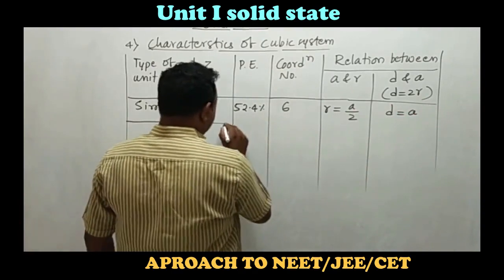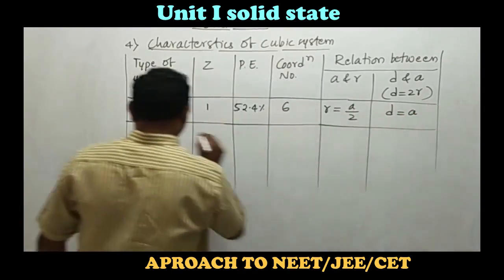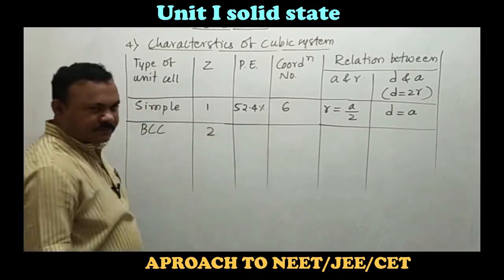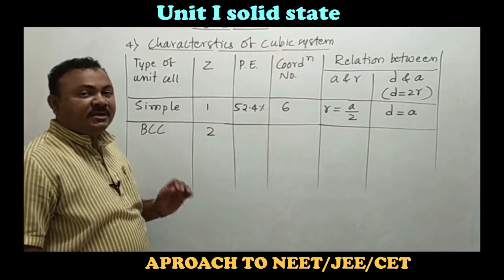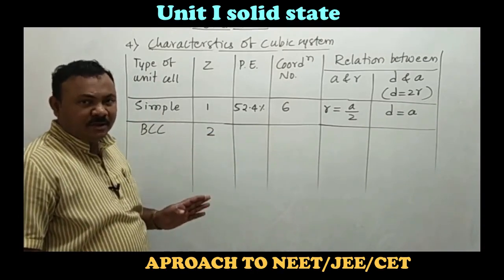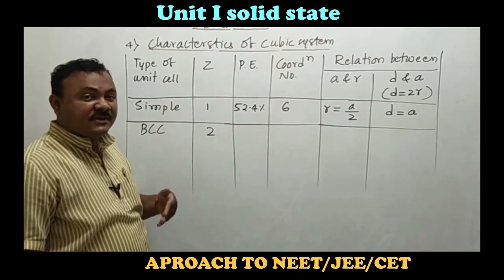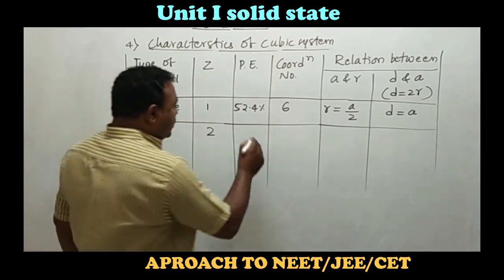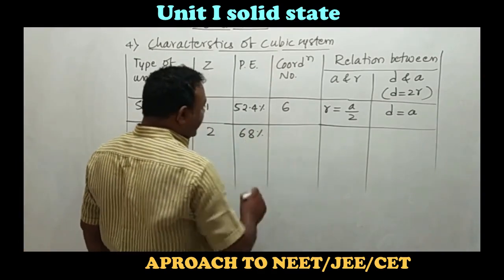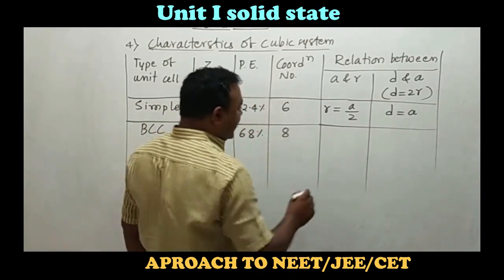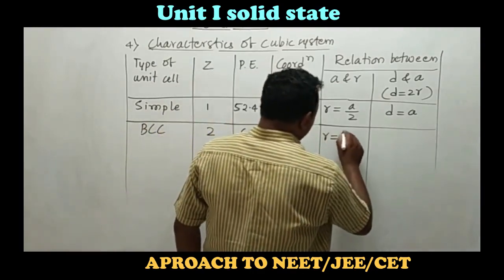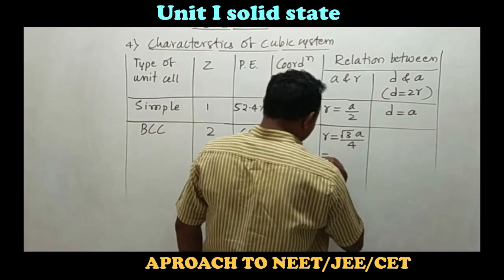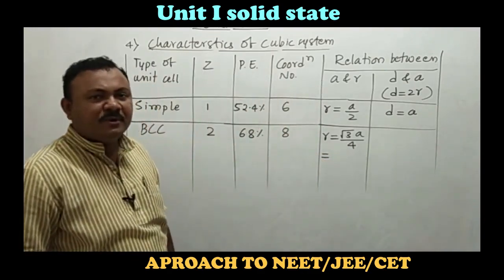Next one, BCC. In BCC, Z we are getting 2. I'm not going to discuss anything regarding the Z calculation here. Already we have done that calculation in the theory session. So this is the session where we are focusing directly on the data or the values. Packing efficiency 68%. Coordination number we are getting 8. And here R is equal to root 3 into A divided by 4. Or remember the simplified value of R in terms of A.